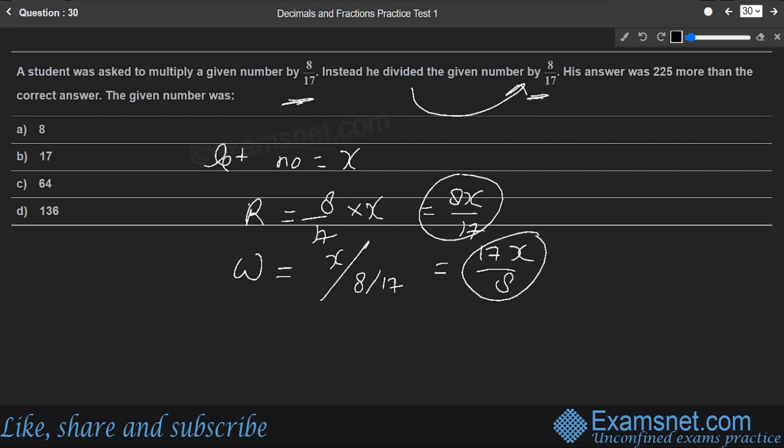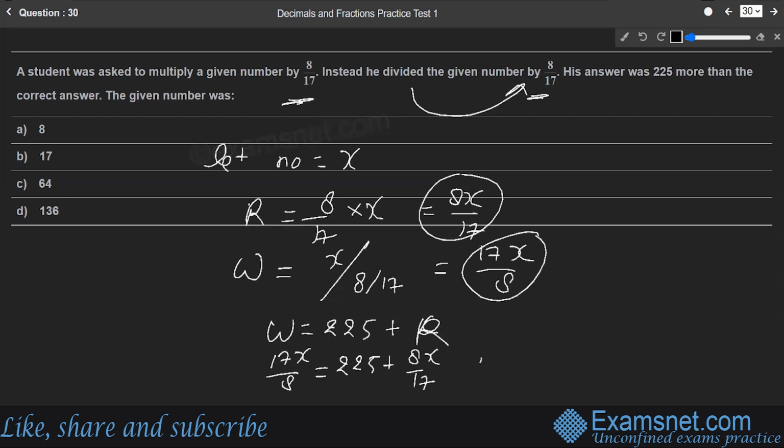Then he established a condition between the right and wrong number. He says his answer was 225 more than the correct answer. So this wrong one is 225 more than the correct one, or the right one. So we can put values here and generate an expression: 17x by 8 is equal to 225 plus 8x by 17. So clearly we need to solve this particular expression to get the answer.